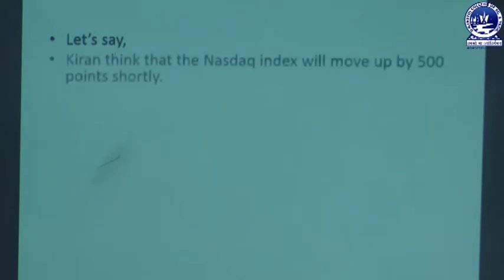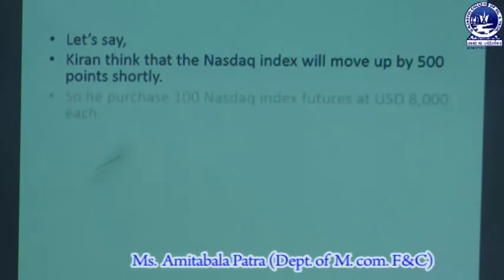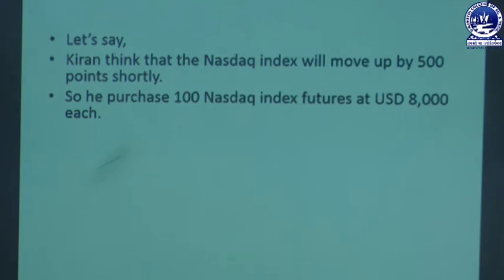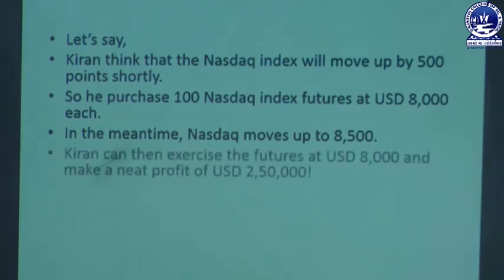So let's understand this with an example. Let's say that Kiran thinks that the Nasdaq index will move up by 500 points very shortly. So he purchased 100 Nasdaq index futures at US dollar 8,000 each. Now in the meantime, Nasdaq moves up to 8,500 as per the expectation, and Kiran can then exercise the futures at US dollar 8,000 and make a net profit of US dollar 2,50,000. That is what could be the scenario at the favorable point of Kiran.